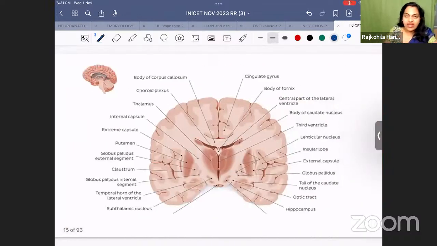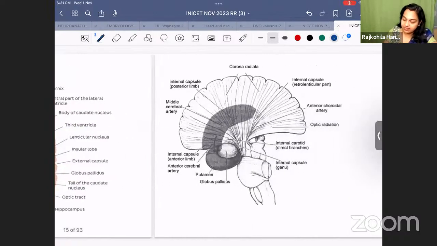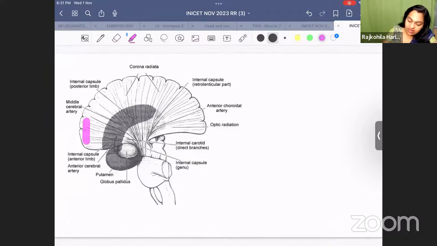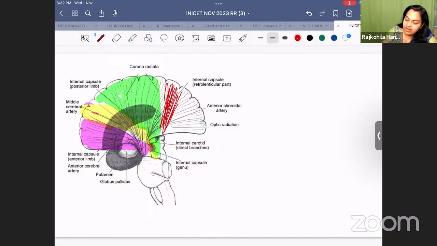So this is again a coronal section. You can make out the internal capsule here. Here, this is the anterior limb. And I'll take a different color highlighter. This is going to be the genu. And then here we have the posterior limb. And then I'll mark the retrolentiform part and sublentiform part.